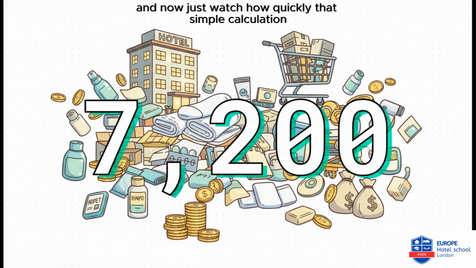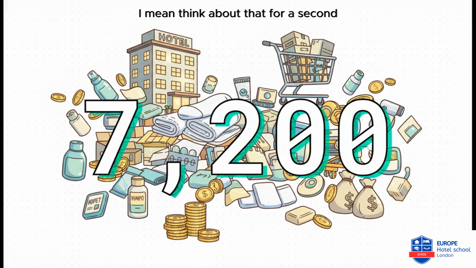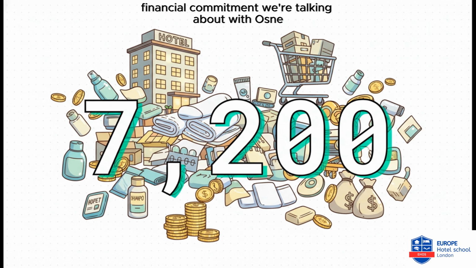And now just watch how quickly that simple calculation blows up. If that same hotel wants a 30-day supply, the order suddenly becomes 7,200 units of shampoo. I mean, think about that for a second, and that's just one tiny item. This really shows you the significant financial commitment we're talking about with OS&E.